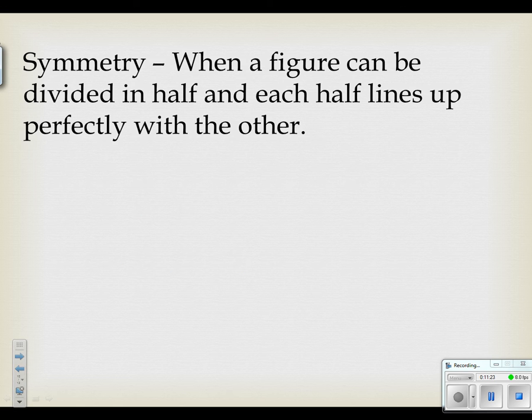Symmetry I mentioned already when we were graphing these parabolas. Symmetry is when a figure can be divided in half and each half lines up perfectly with the other. When we're looking at those x-squared equations or those y-squared equations, we should be anticipating that we're going to get that symmetrical curve. If you don't, you're doing something wrong. It's time to go back and reinvestigate.